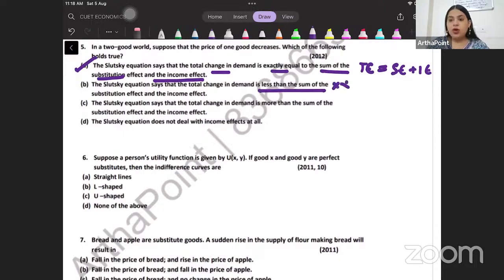No, it is equal to sum. No, it is more than sum. No, it is equal to sum. Does not deal with income effect at all. No, total effect is substitution effect plus income effect.